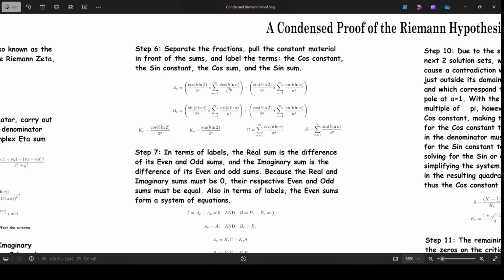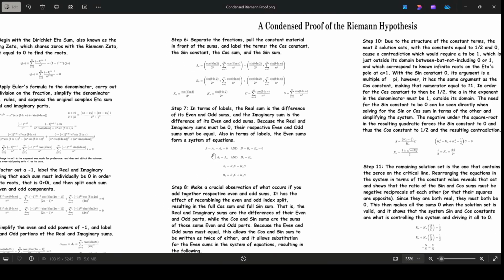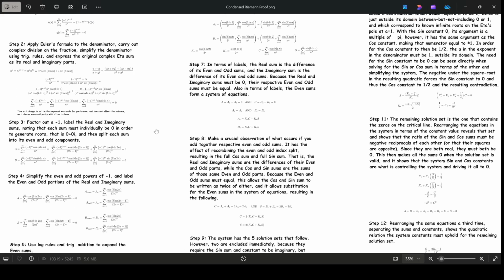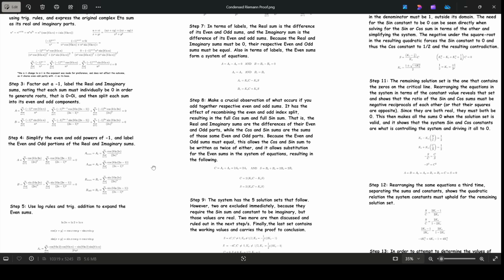But then you have the sums. And the cosine sum is this one here, and the sine sum is this one here. So we've just labeled these for symbolic manipulation. And that's all we've done. We've just taken the eta sum where we started. We expanded it into its real and imaginary parts. And then we're just looking at the even values of the even parts now.